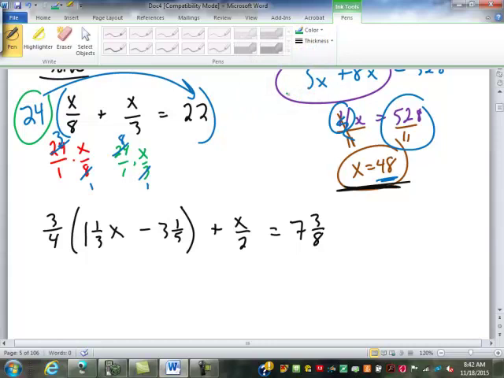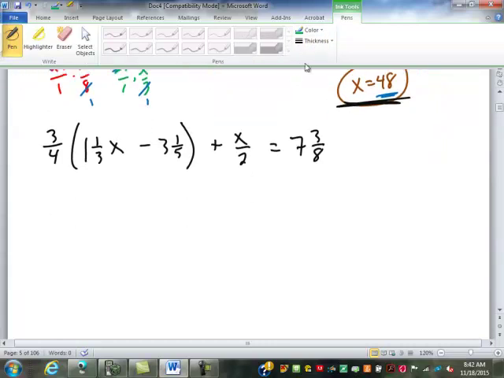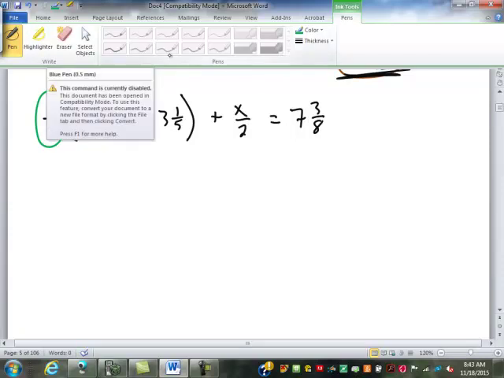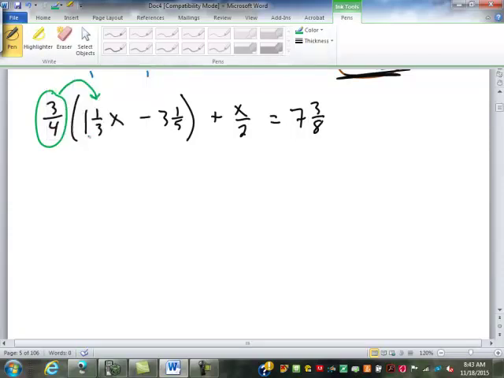So on to the second one. We see parentheses, which should scream at us, do something here first. So nothing to do inside the parentheses. So we're going to multiply the parentheses times 3/4. What is 3/4 times 1 and 1/3 x? Just 1x, or x. I'll put the 1 in front of it. It's fine.